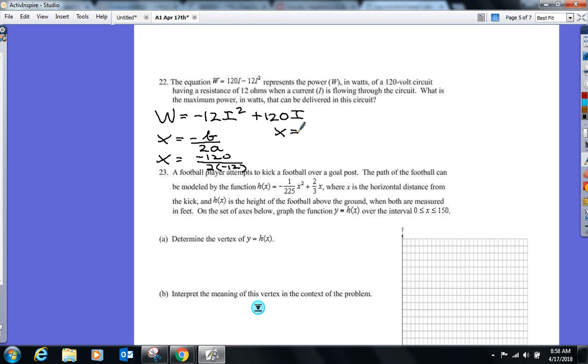And you guys are finding negative 5? Well, it's a negative divided by a negative, right? Negative 24. Right? 2 times negative 12. Right? So we're getting 5.